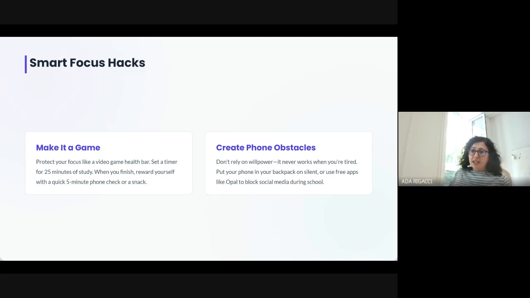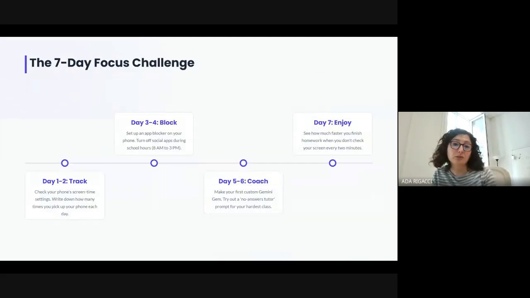Yes. And also create obstacles to reaching for your phone. So put it somewhere you cannot use it every time, right? Also at home. This could be another way. So make it a game, create fun obstacles, some hacks you can use to use a smartphone, and some ideas.